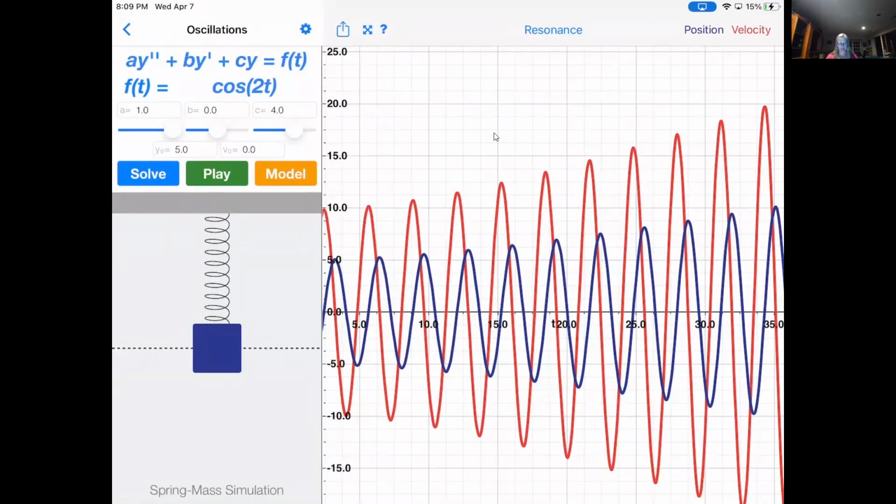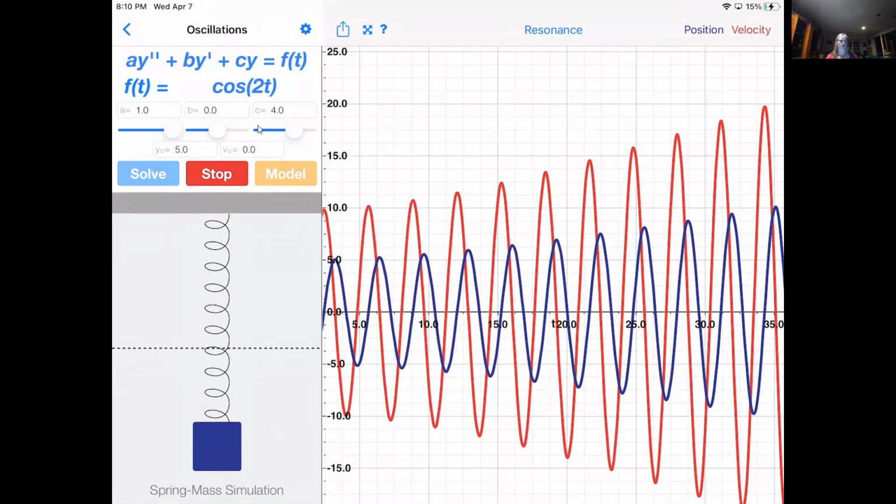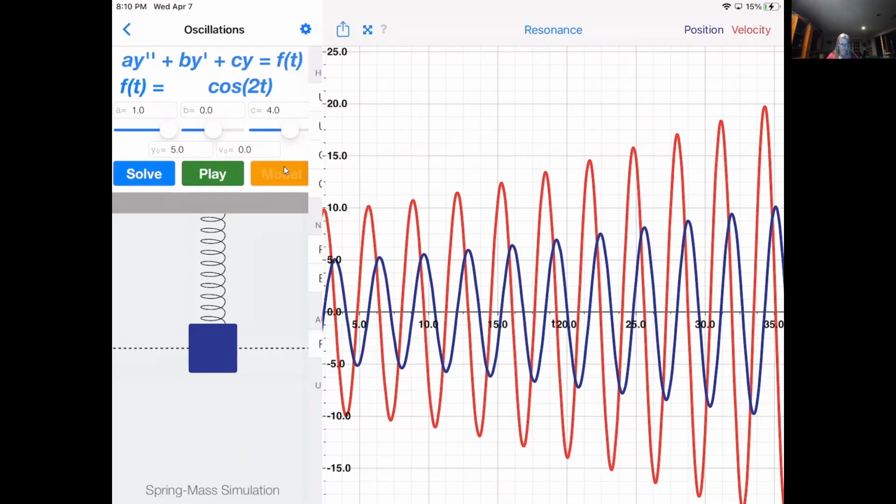Okay. So what I have here is a function. In this case, the function is cosine of 2t. And when you play this, you're going to see that we're driving this force. And when we're driving it, notice that the amplitude is changing on my velocity and on my position. It's changing a bit. So that's what's happening with this. You can see it's going faster, and you can see what's happening to this system.